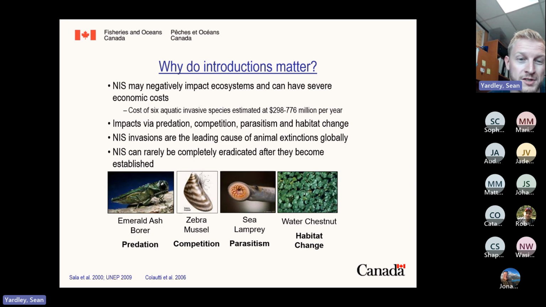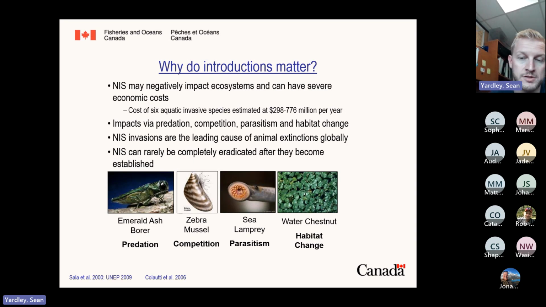So I have 4 examples here. There are many other ways that NIS can impact the environment that they're introduced to, but these are 4 good examples. The first being predation. So if you look to the bottom there, I have a picture of the emerald ash borer as an example of predation. Basically they were introduced and they'll feed and burrow into ash trees, which eventually kills them. And a statistic that can show you the impact these species can have is that 8 to 10 years after a beetle arrives, they can kill 99% of the ash trees in an area.